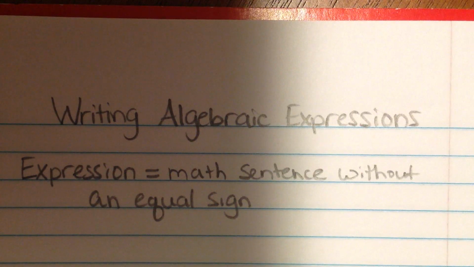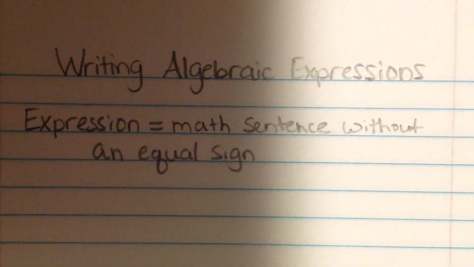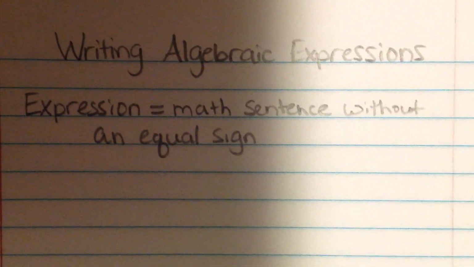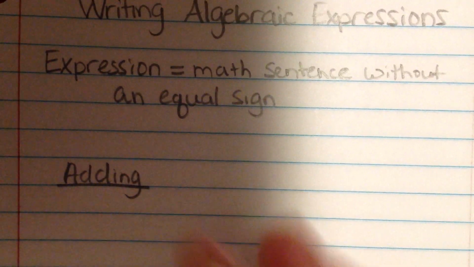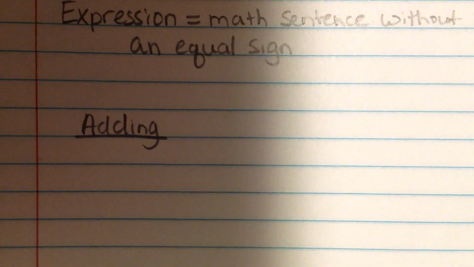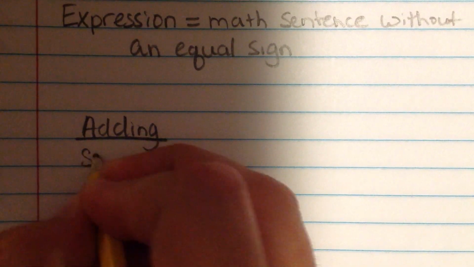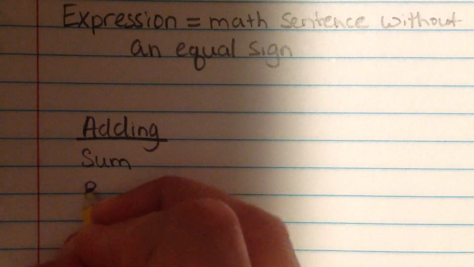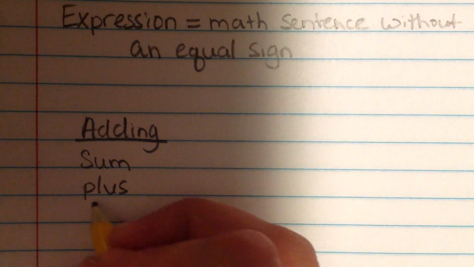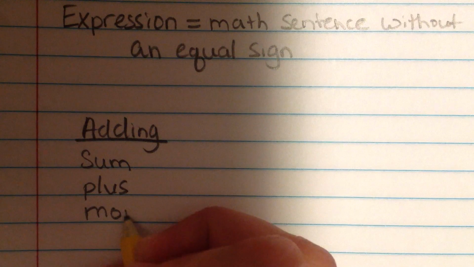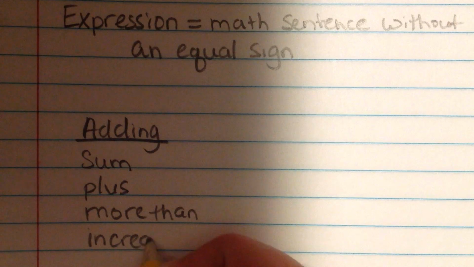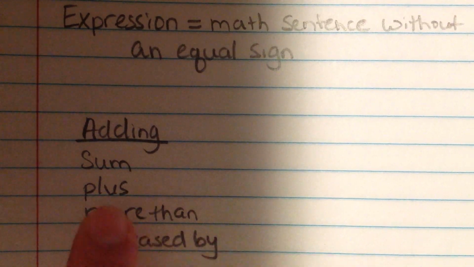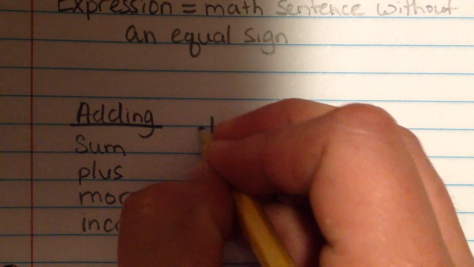So when we're writing algebraic expressions, it's important to know which operation we'll be using. So let's discuss some words that give us clues as to which operation we'll be using. So let's start with adding. So you'll know that you will be adding numbers if you have words like sum, plus, more than, or increased by. These are all clues that you'll be using a plus sign.